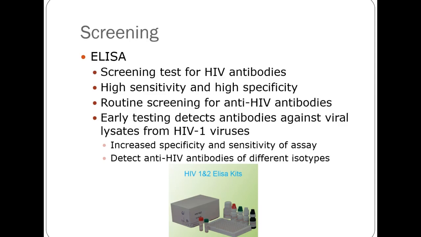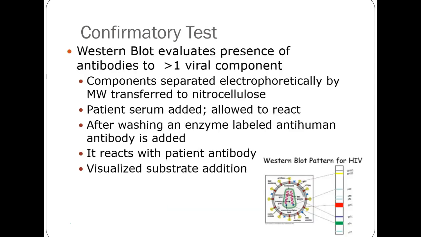Usually the screening test is ELISA. This is an enzyme-linked immunosorbent assay. This has a high sensitivity and high specificity for HIV. Early screening can detect those antibodies against the viral lysates from HIV-1 viruses. So there's increased specificity and sensitivity, and we can detect anti-HIV of different isotypes as well.